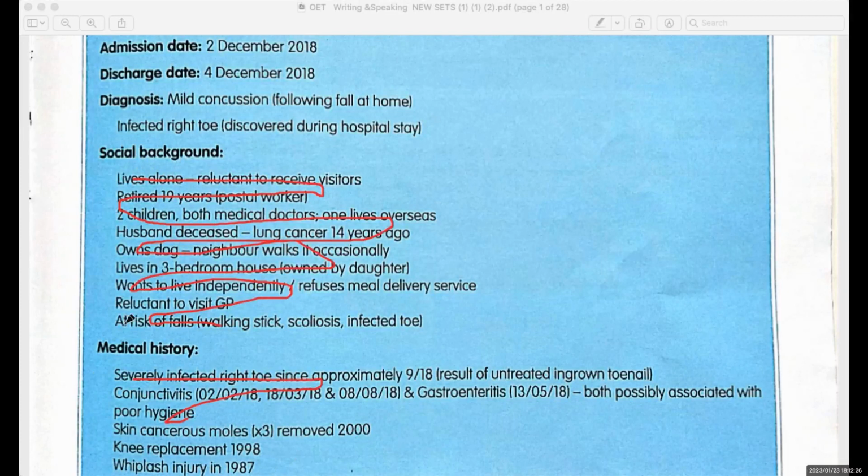this. So see, this is the trap that's set: risk of falls. It could easily be included in the medical history, but still, you put it in the social background because it is given like that on the question paper. This is the most common blunder made by OET candidates.